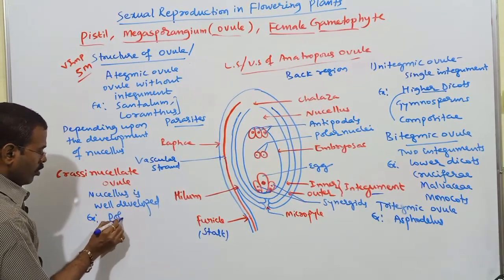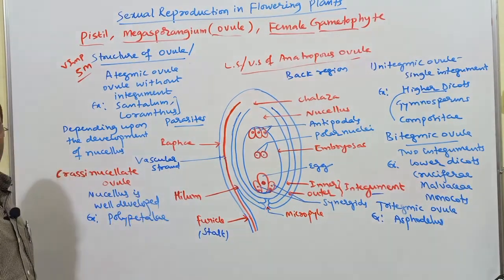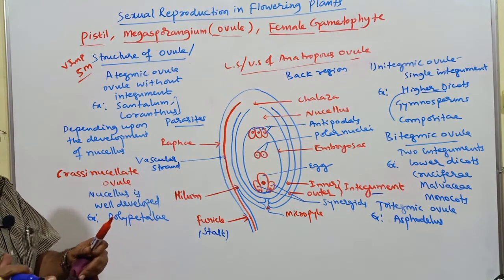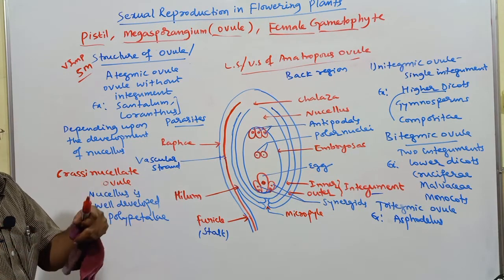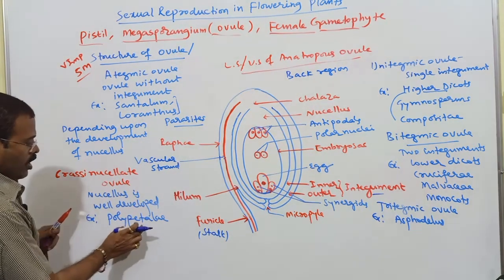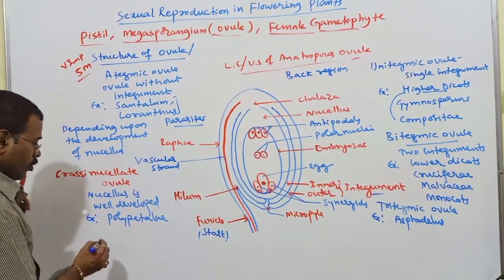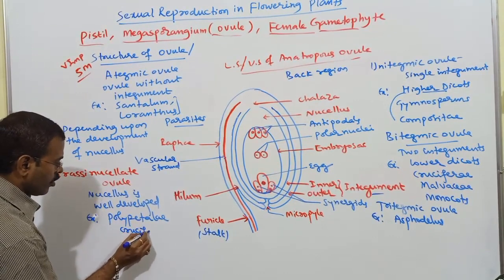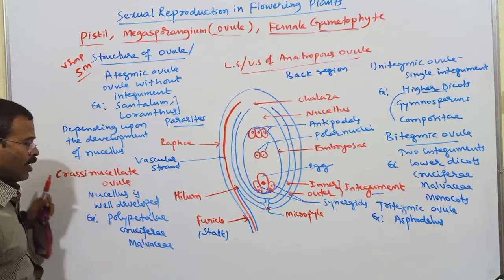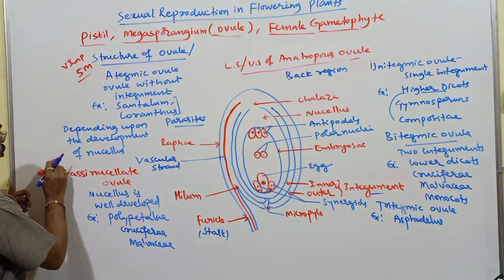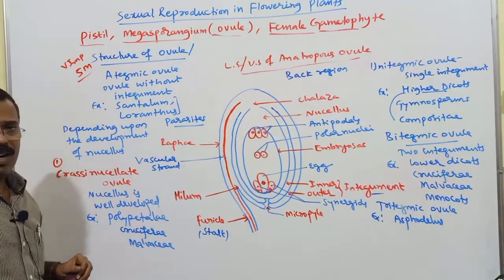Example: the Polypetalae order, the family members where the flowers have free petals. In Polypetalae you have the Cruciferae and Malvaceae families. These come under Polypetalae. So the first type is the crassinucellate ovule, where the nucellus is well developed.